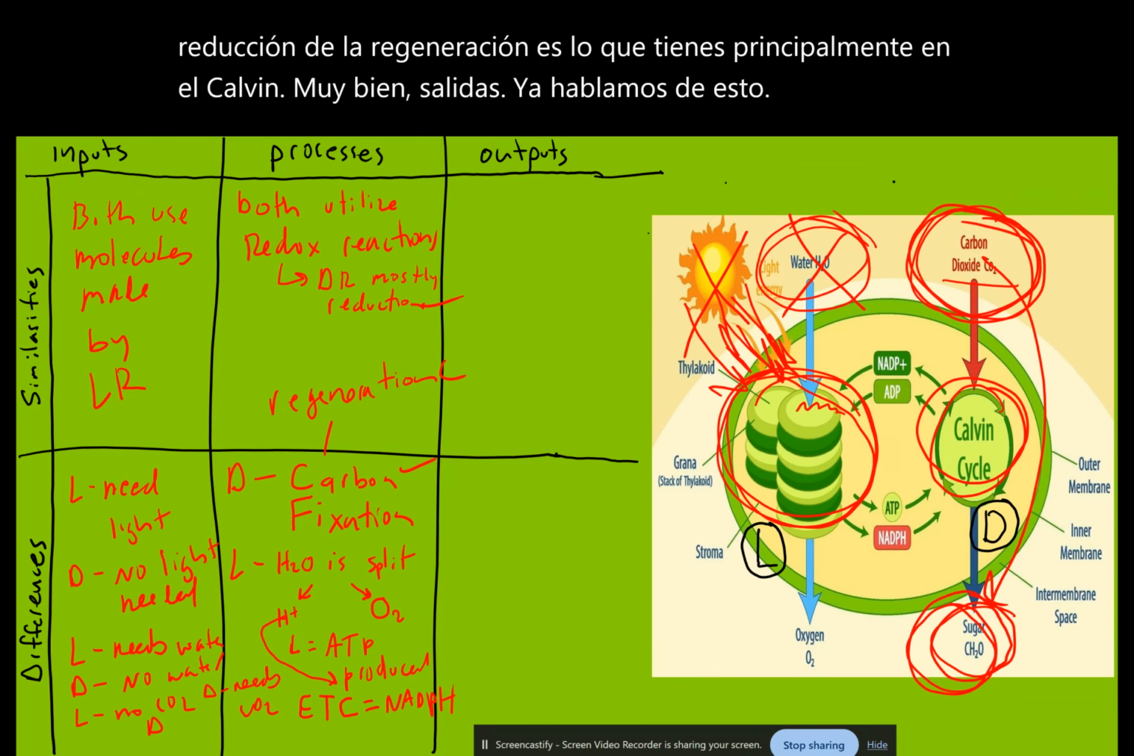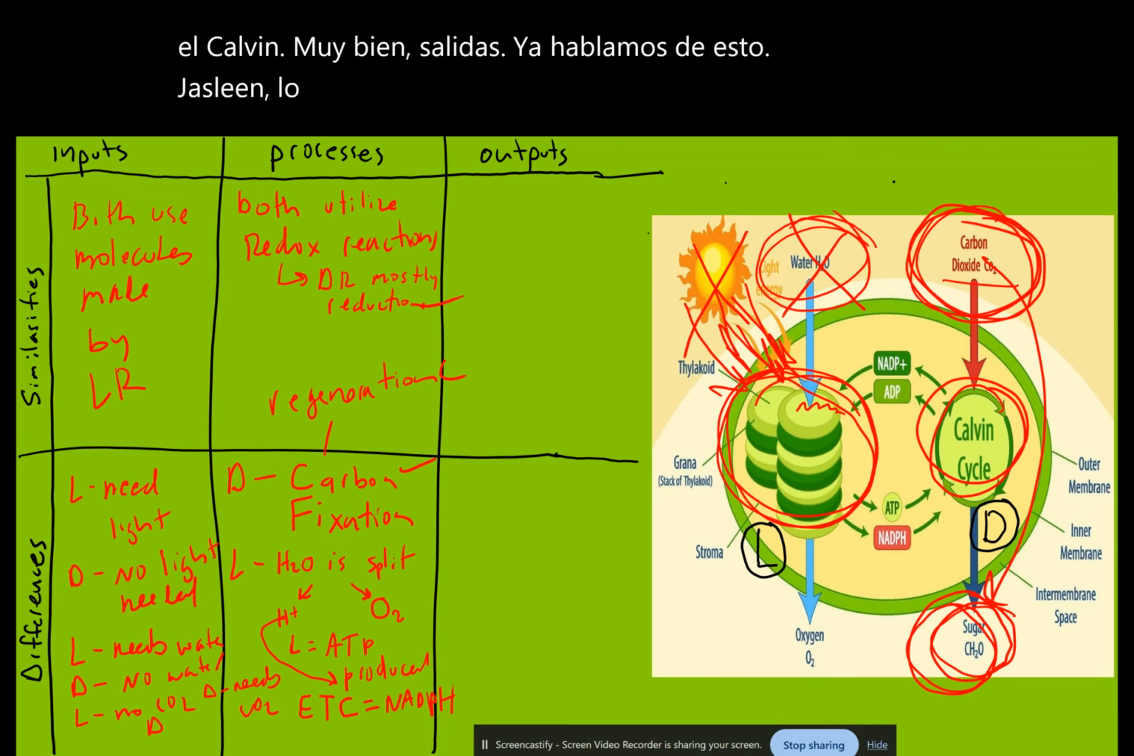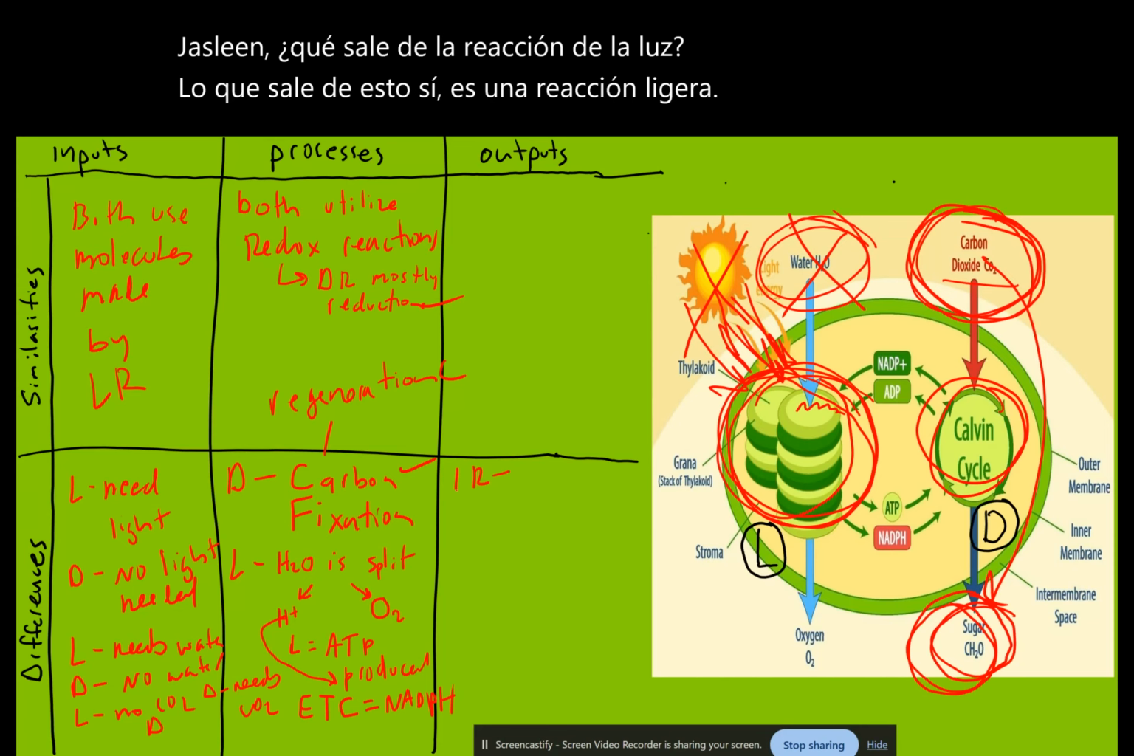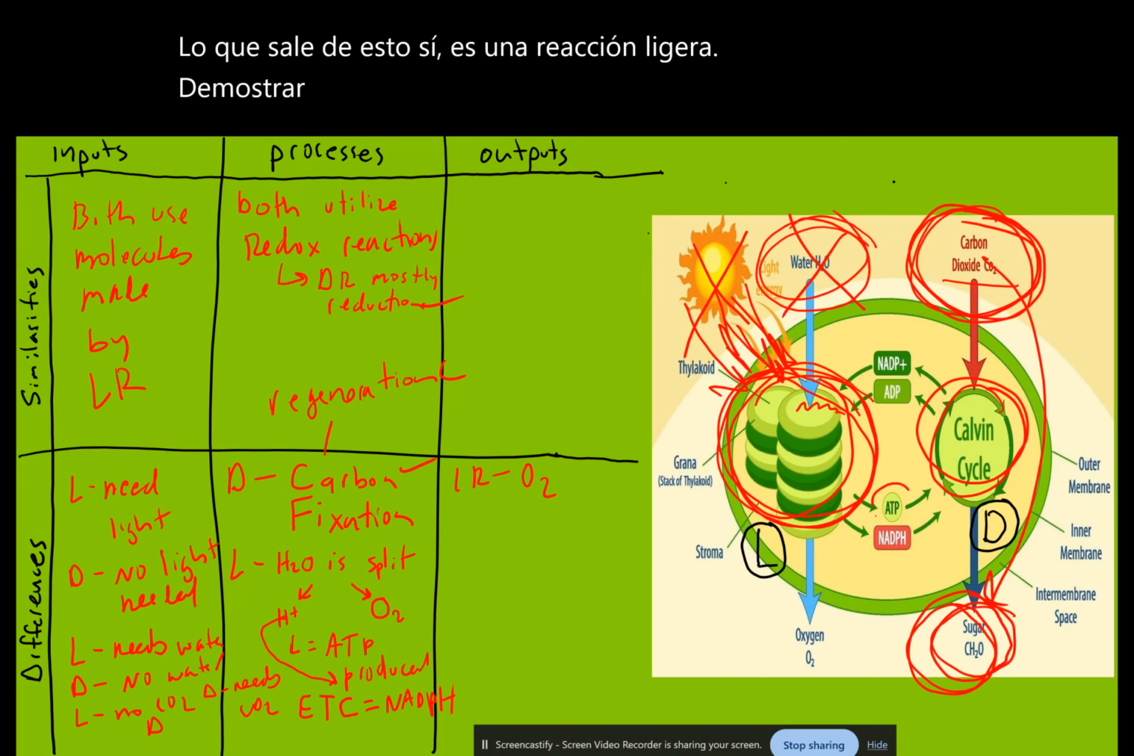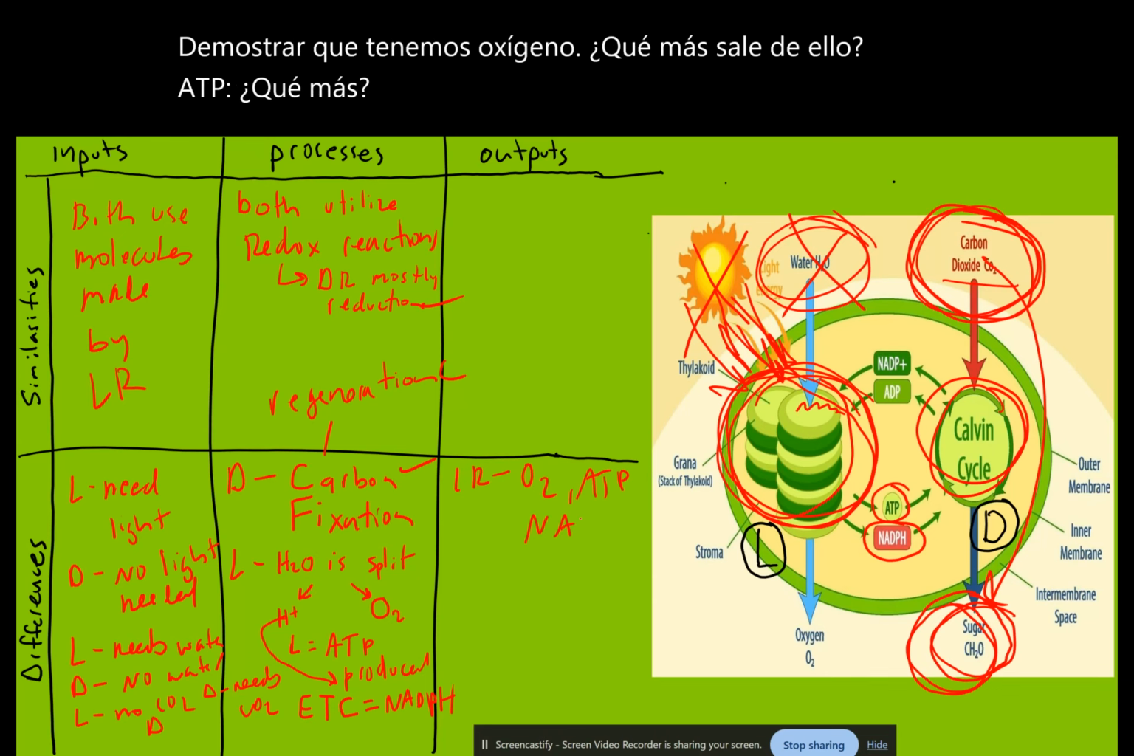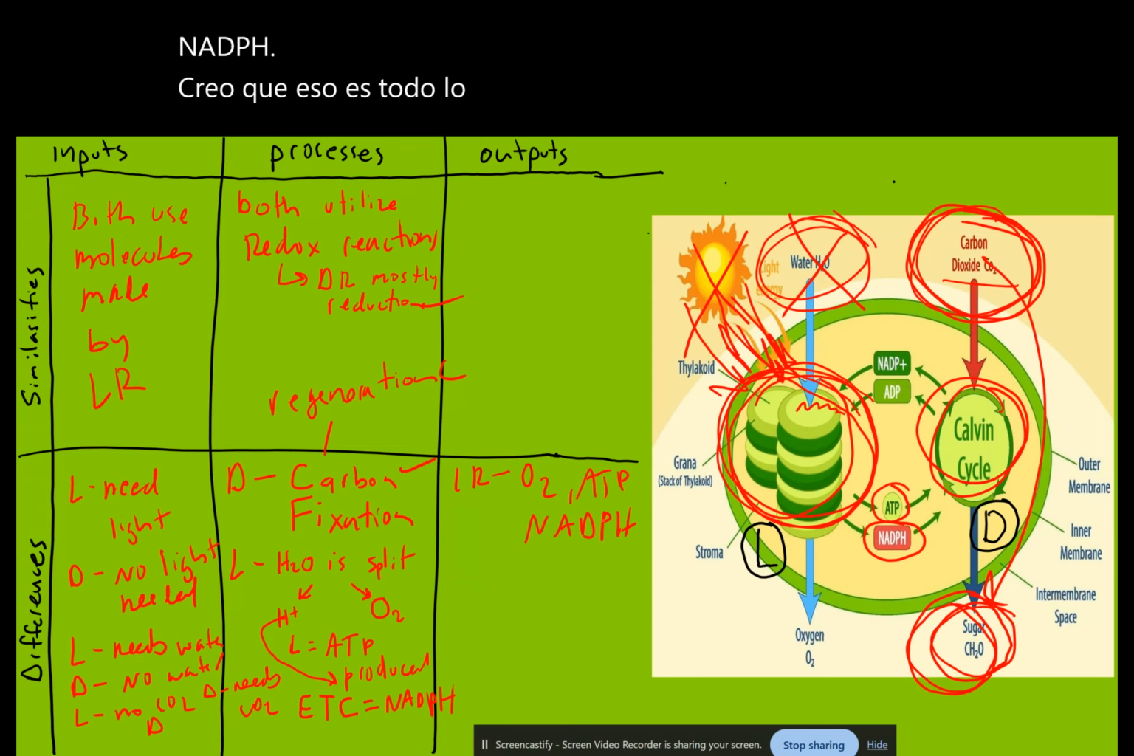Jasleen, what comes out of the light reaction? What comes out of this? Yes. So the light reaction, we got oxygen. What else comes out of it? ATP. What else? NADPH. I think that's it. Outputs, yes. And I think those are all different. The dark reactions, what comes out of those?